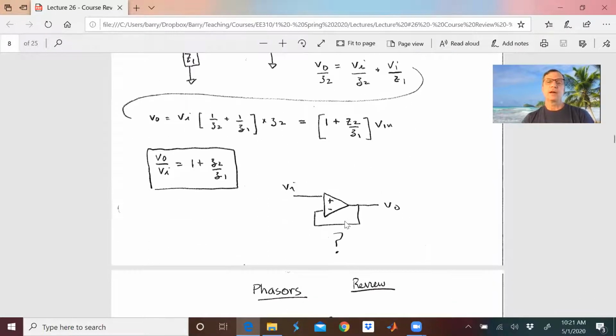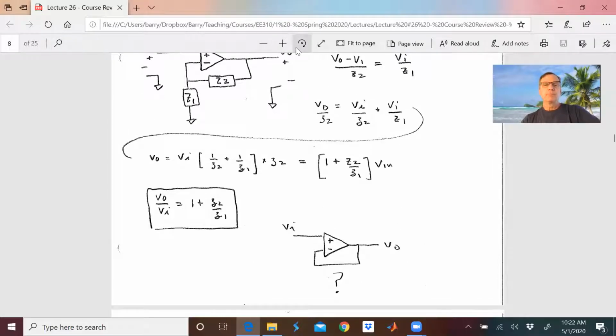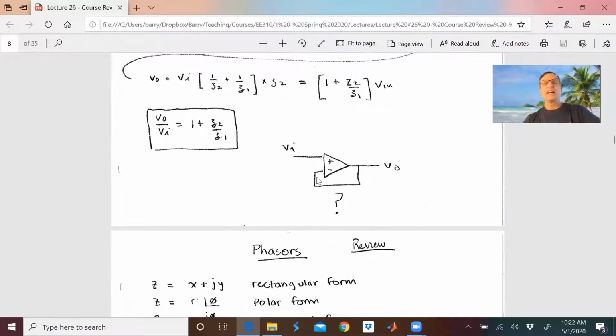So let's say that we have this op-amp configuration here. Just look at it for a minute. What is it? Looks to me like this one. However, Z2 is 0 and Z1 is infinity. 1 plus 0 over infinity, I have a voltage gain of 1. Why is this useful? It's a voltage buffer. It has very high impedance going in and very low impedance coming out. I use these in my amplifiers quite a bit with emitter followers, if you're in 330, or just an op-amp like this.